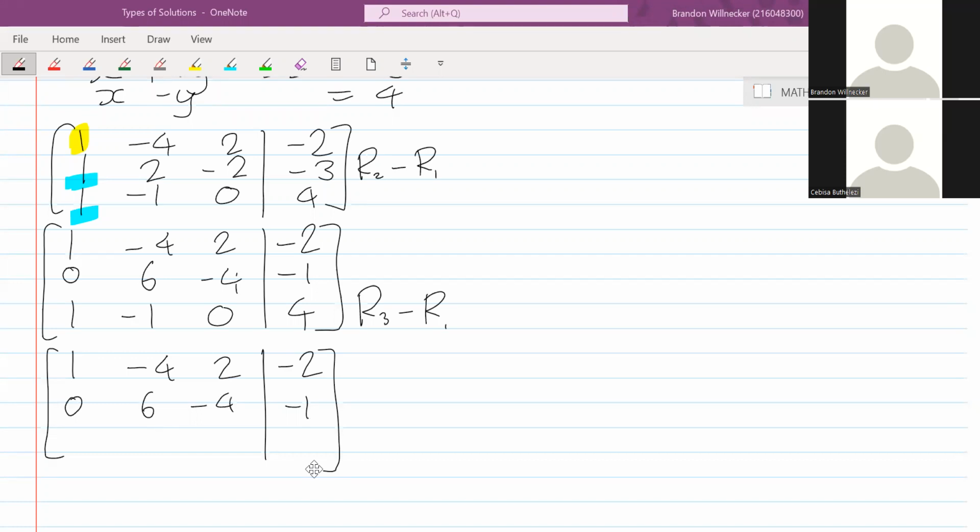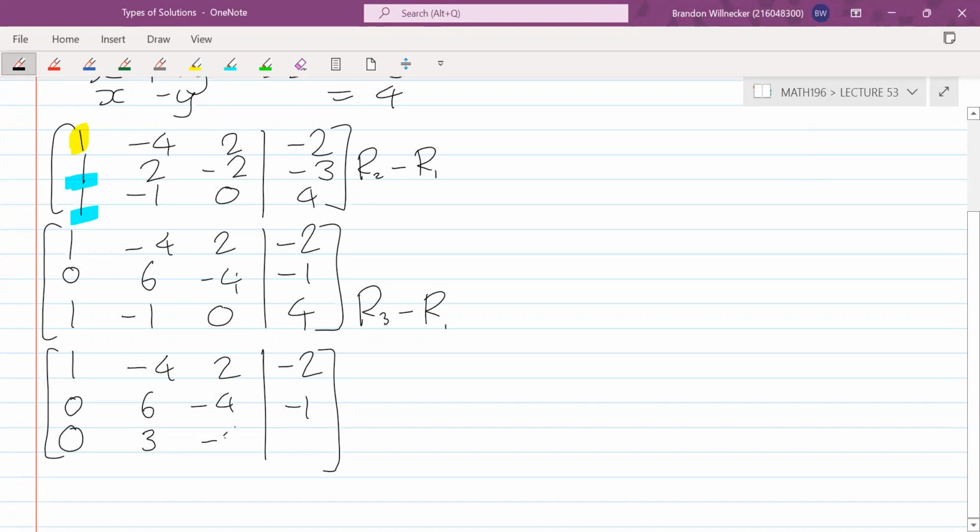And for the third row, we're going to have 1 minus 1, which is 0. Minus 1 minus minus 4, so that's going to be 3. And 0 minus 2, that's minus 2. Okay. And then 4 minus minus 2, that's going to be a 6. So we see that this first column is 1, 0, 0, which is what we wanted. So that's done. Okay, so now we can move on to the second column.